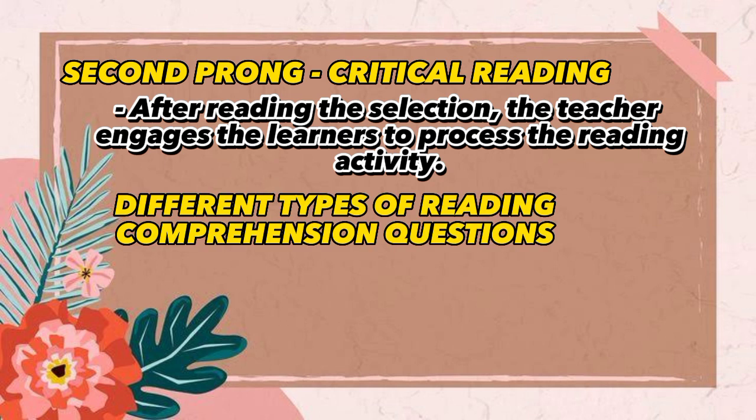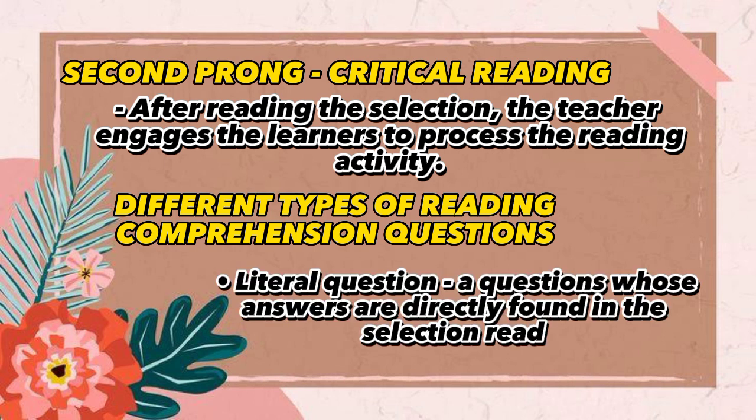These are the different types of reading comprehension questions. First is literal questions, reading the lines. It is a question whose answers are directly found in the selection read. The majority of people can agree on answers to literal questions because they are clear, unambiguous responses. Literal questions can reveal what, who, where, and when.